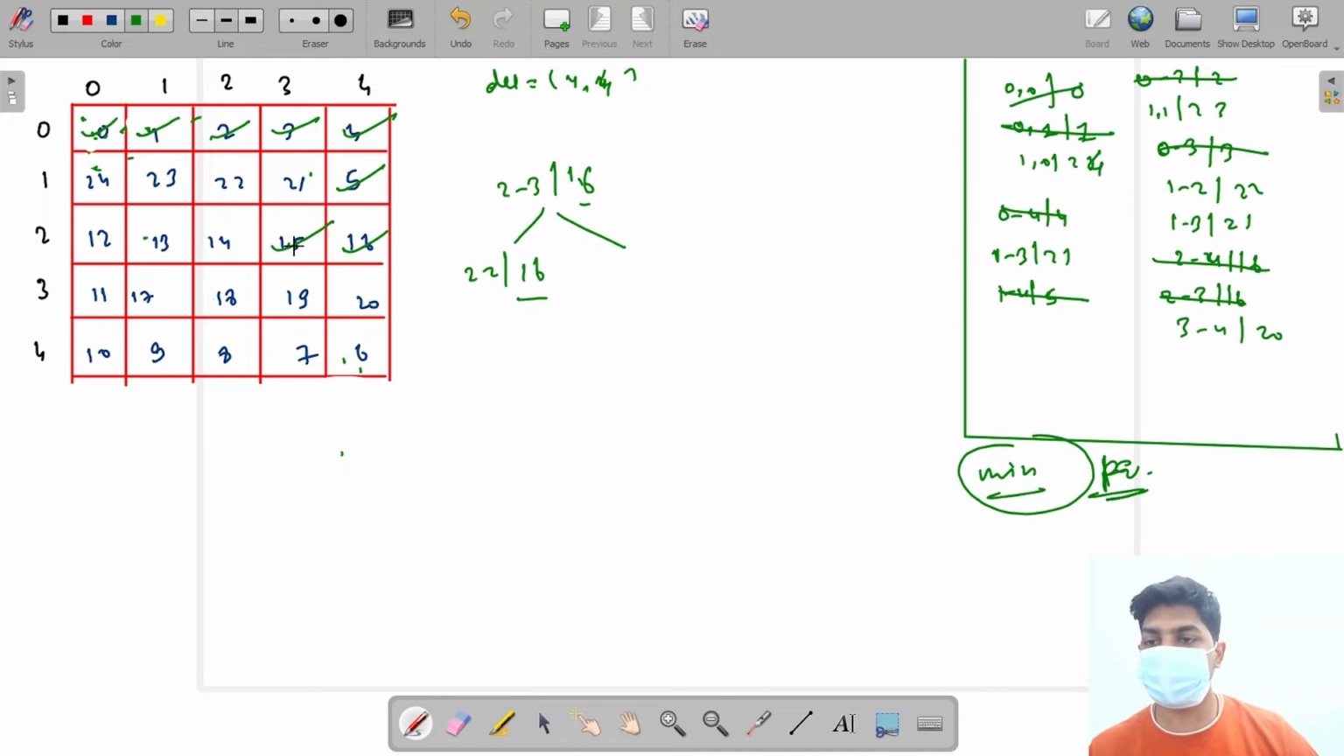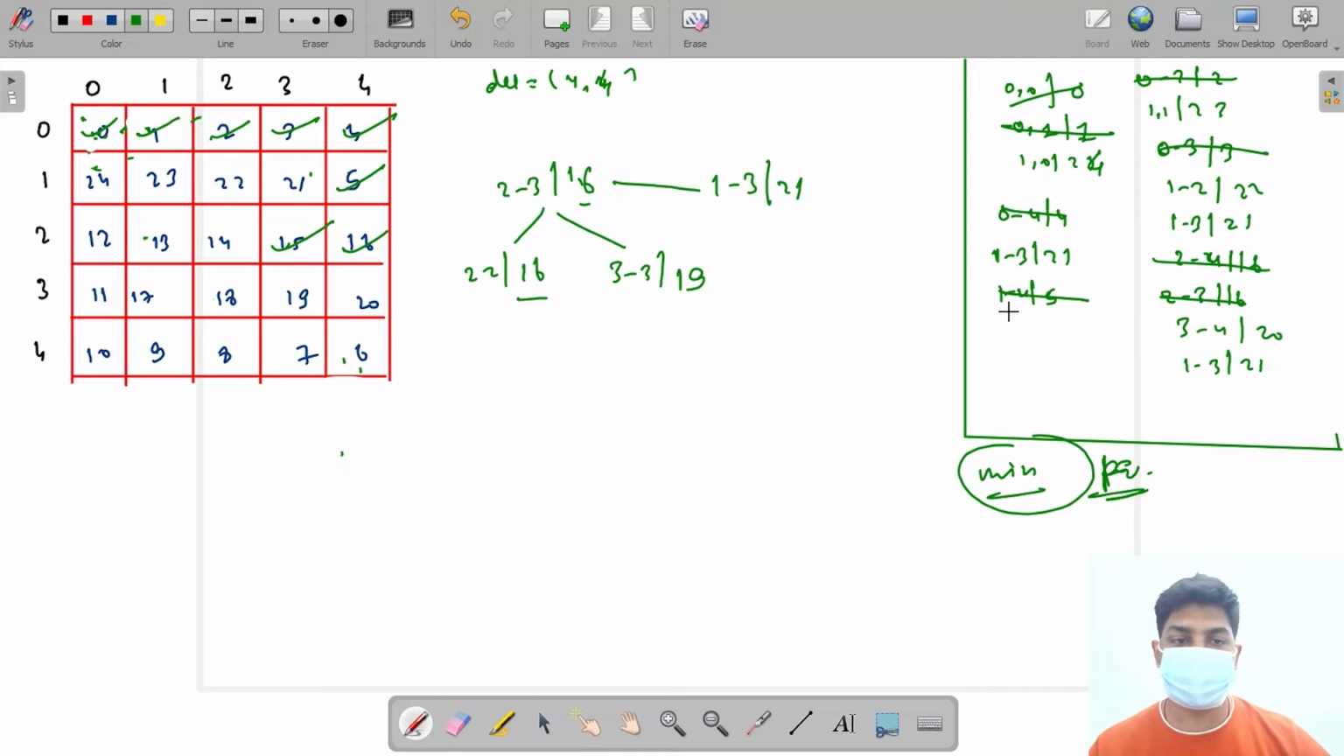From 2 comma 3 we can also go to 3 comma 3. 3 comma 3 with what is the height? 3 comma 3 with 19, 16 and 19. This is at height 19, so we will store 19. And from 2 comma 2 we can also go to this point, that is 1 comma 3, and its height will be what? Its height is greater than our height, so 21 will be stored. So 1 comma 3 with 21, and 3 comma 3 with 19, and 2 comma 2 with 16.